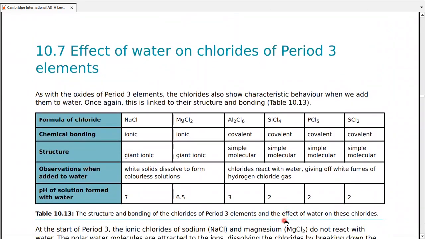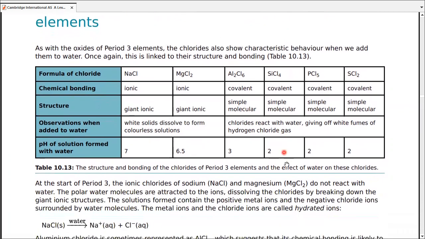This is something that we do specifically in AS. Since it's so specific, please keep in mind there are going to be questions about it. This is considered for all three papers, 1, 2, and 3, so keep this in mind for all three papers. Okay, the formulas are right there. The chemical bonding is also there.